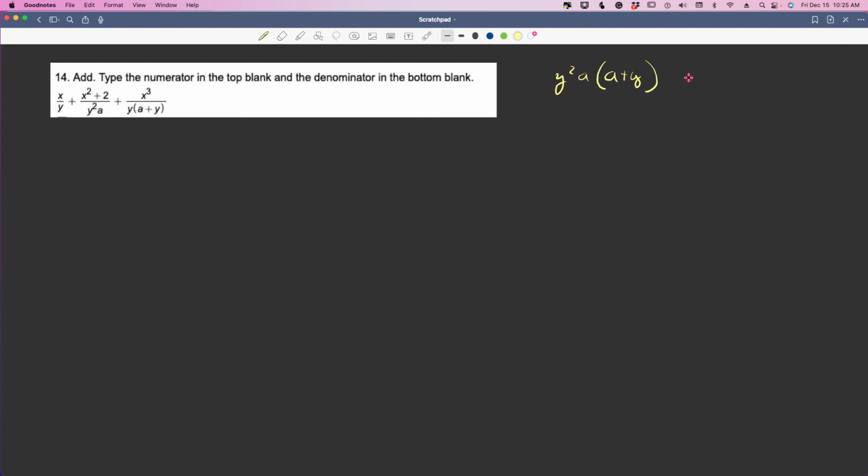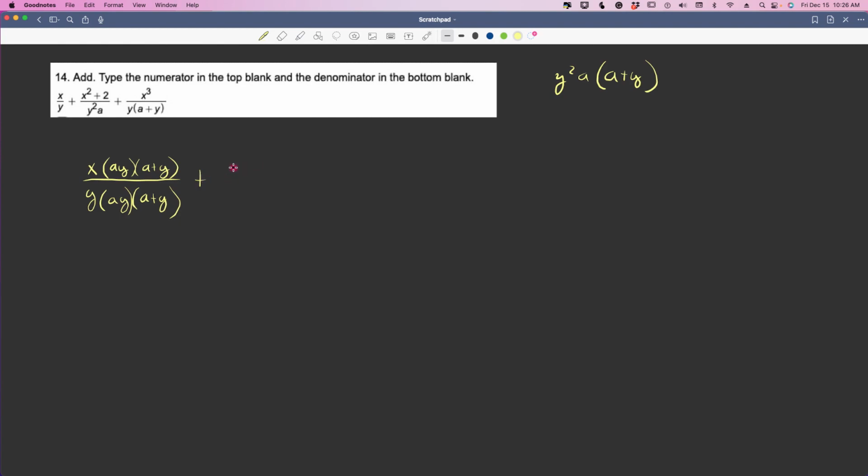The part of the problem that you didn't get credit for was the numerator. So let's look at what the numerator is all about. If we multiply this times what's missing in each one, what we get for the first one is x and y both need to be multiplied by ay times a plus y. And the same thing here, ay times a plus y.